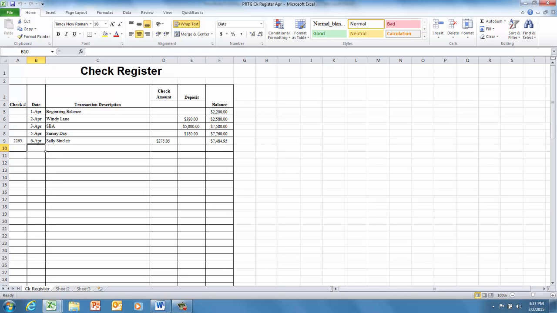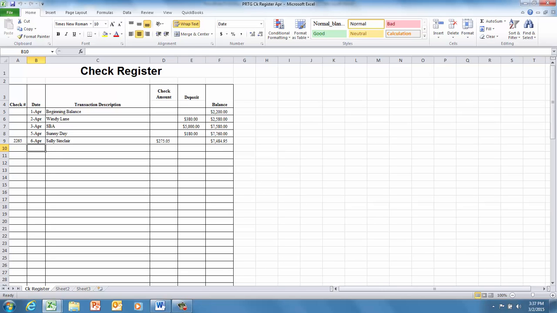Now I'm going to take the previous balance of $7,760 and subtract any checks that we wrote. So I'm going to subtract the $275.05, and so now I have $7,484.95 as a running total balance in my check register.